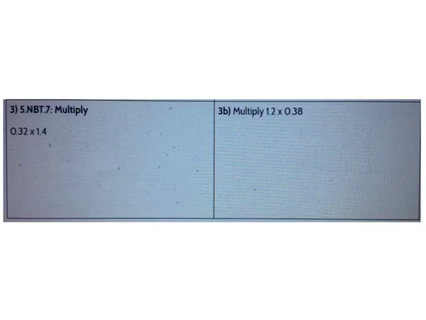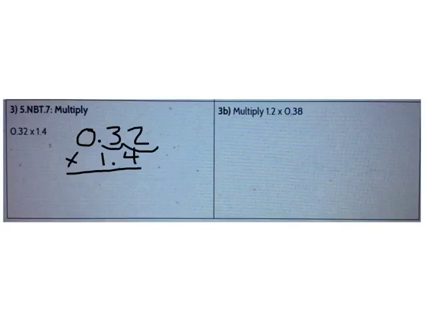We also talked about multiplying decimals. Remember, when I multiply decimals, I don't need to line them up. I can count the number of digits behind the decimal point and multiply. How many digits will be behind the decimal in the product for number 3? There will be 1, 2, 3 digits behind the decimal.